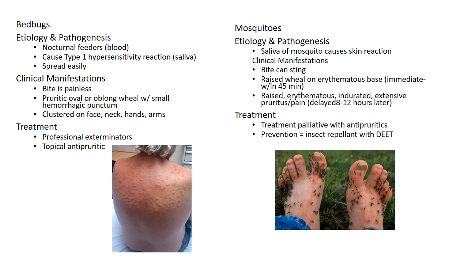When they bite, it doesn't hurt. In fact, most people don't really realize that they are being snacked on as they sleep, but they'll wake up with these pruritic oval or oblong wheals with small hemorrhagic punctums. And as you can see in the picture here on the bottom, they tend to cluster on the face, neck, hands, or arms, but they can be anywhere on the body. Treatment usually calls for professional extermination because they are so tough to get rid of. As far as the itching goes, we can treat that with antipyretics.